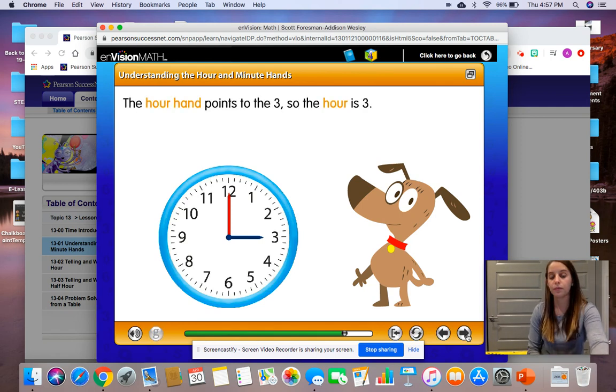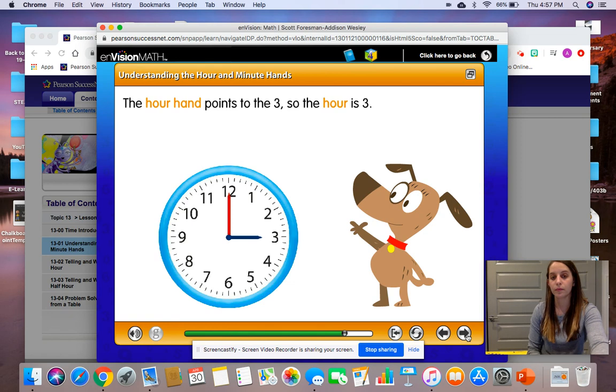The hour hand points to the 3, so the hour is 3. Okay, so anytime you want to tell what time it is, you have to see where that short hand is, our hour hand, and see where the arrow is pointing. In this clock in the video, it's pointing to the number 3. So the hour is 3.